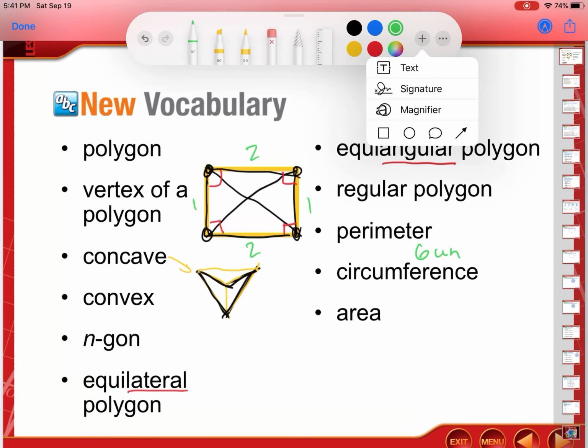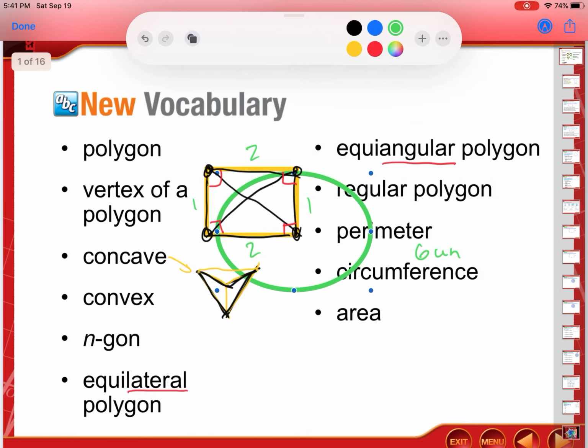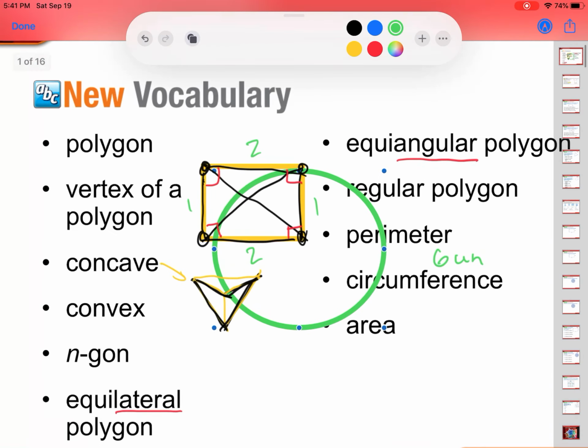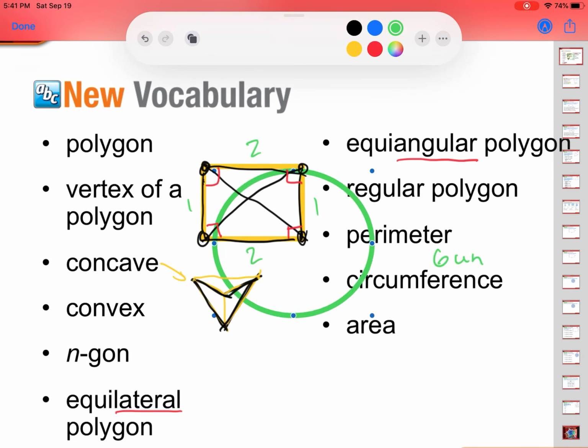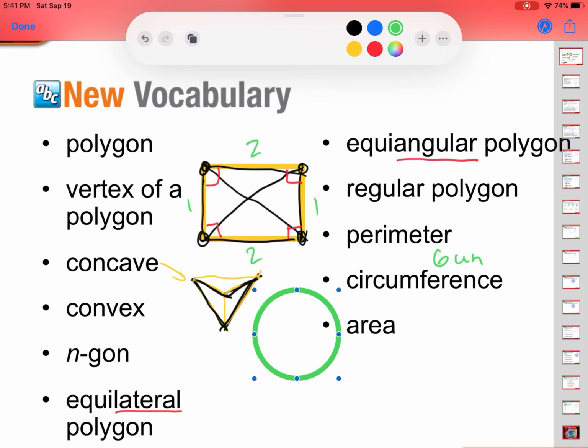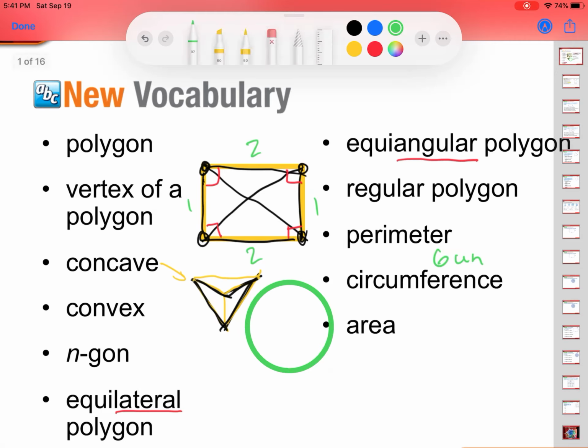Now the circumference is the distance around the outside of a circle. Ooh, that's not what we wanted to do. We wanted to make this smaller. Drag that over here. So the green outline on this circle would be the circumference. Then the area is the space inside of something. So if I shaded this whole rectangle yellow, the yellow part on the inside, that's our area.